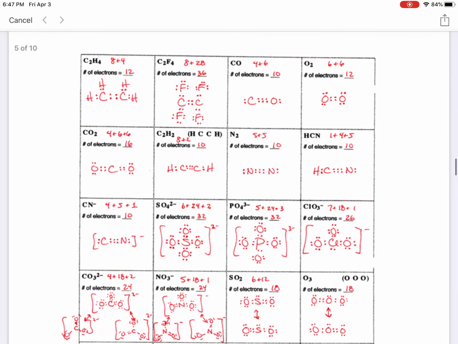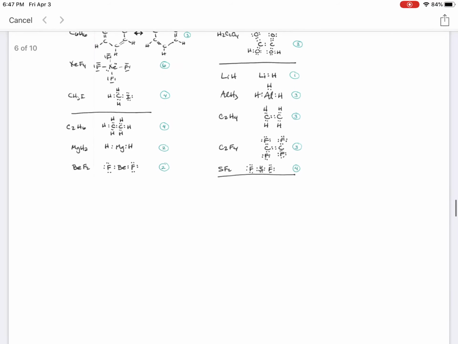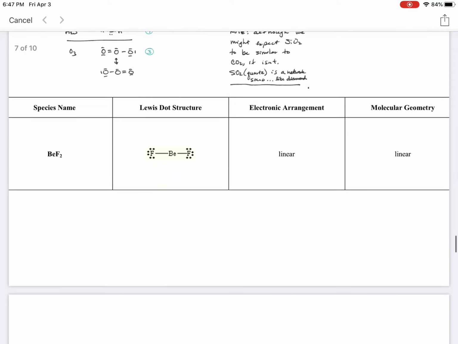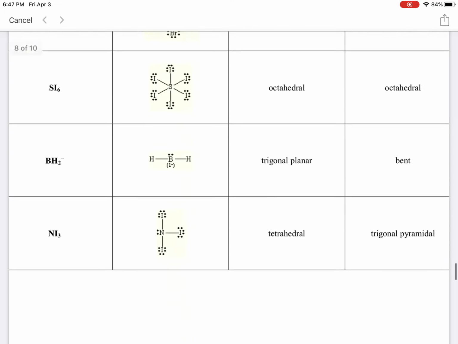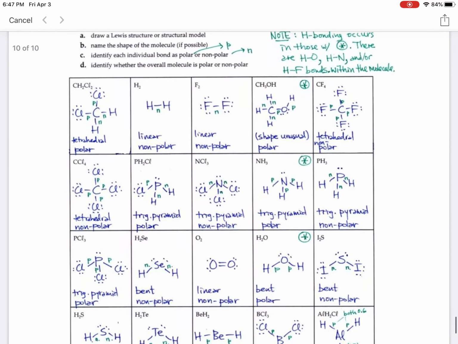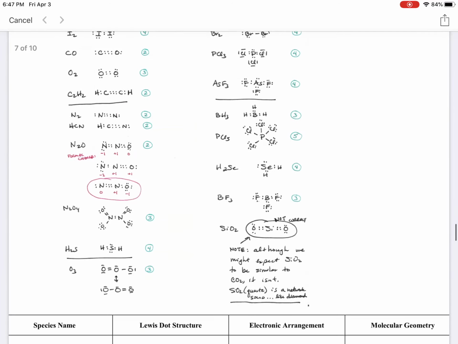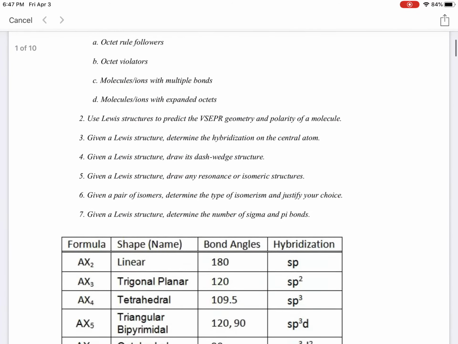So there's one set. Here's another set of practice Lewis structures. Yet another set. And then again, some more organizational charts. Another set of practice problems. So there's quite a bit here to help get you ready for the exam.